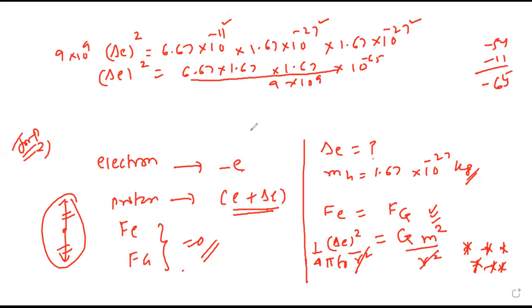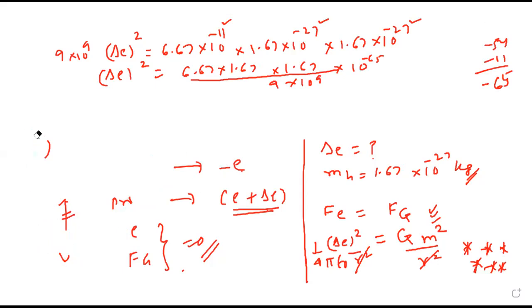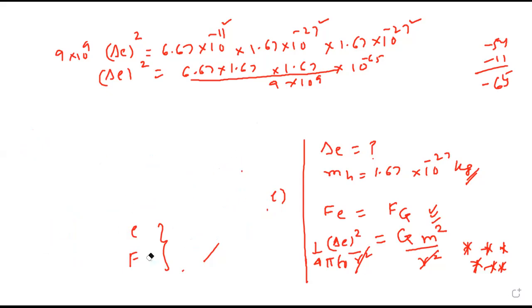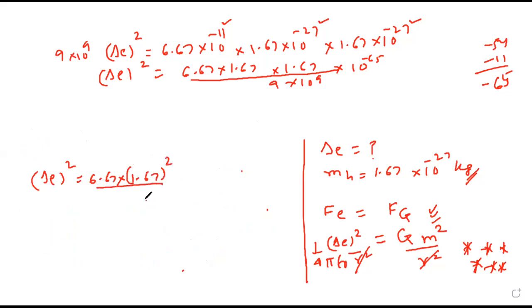Now I am interested in only the integral power of 10, which is called order of magnitude. Just look how I am simplifying. First, any doubt in concept? First, your concept should be strong, then calculation should be bothered about. So delta e square is 6.67 into 1.67 square upon 9 into 10 raised to 9, goes up to minus 74. Okay.